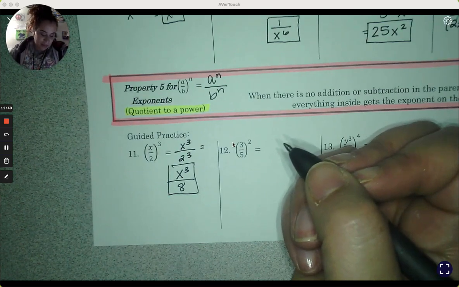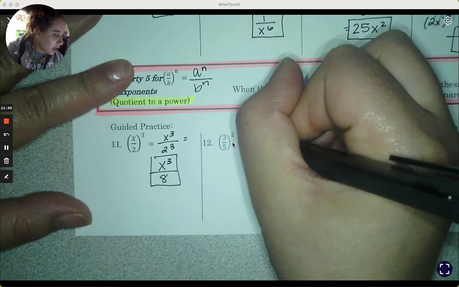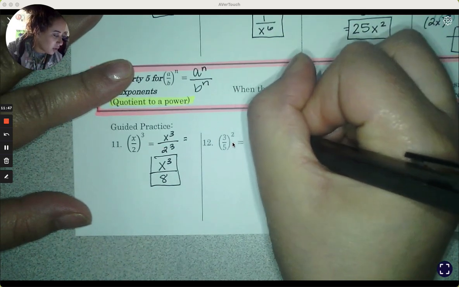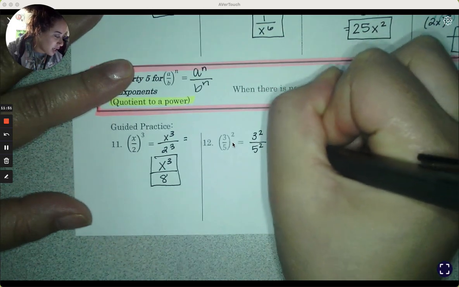Okay. Looking at 12, everything still gets that exponent. Everything gets squared. So we have 3 squared over 5 squared, which is 9 over 25.